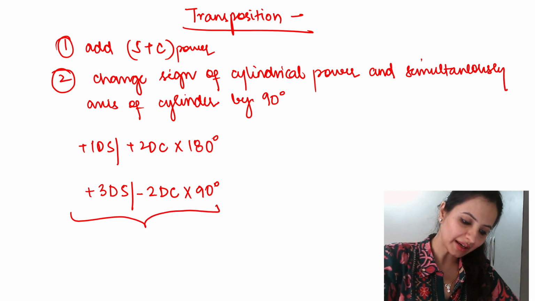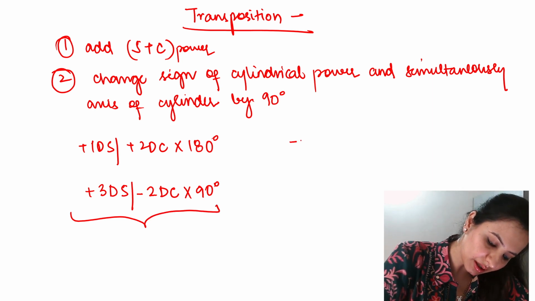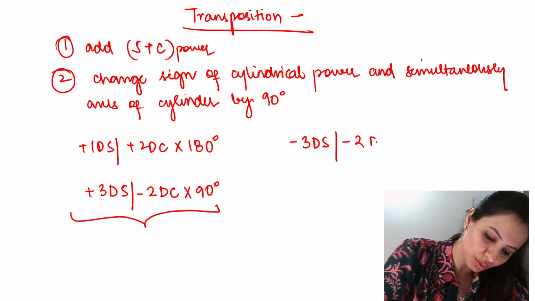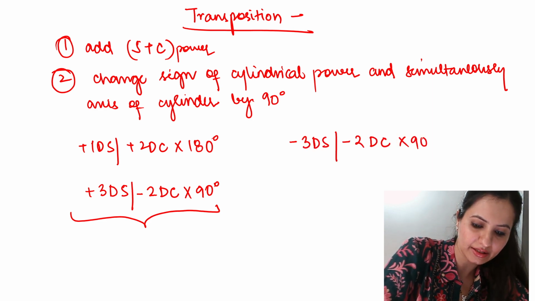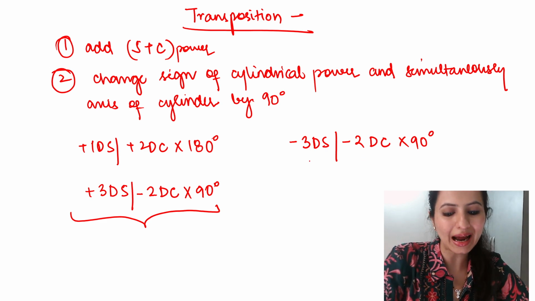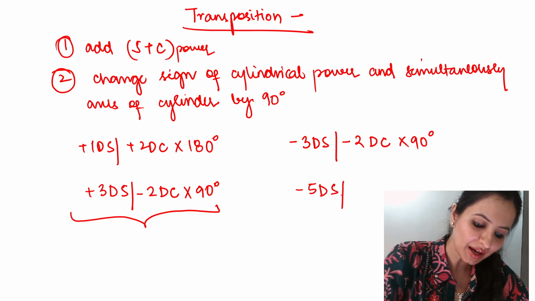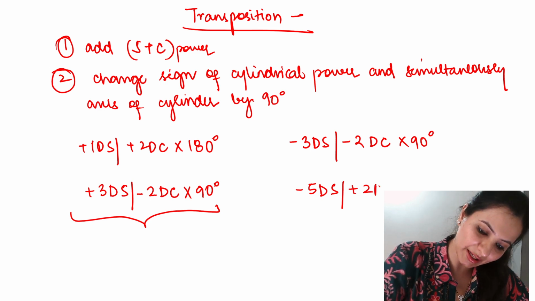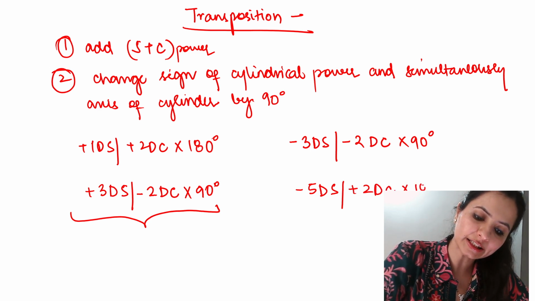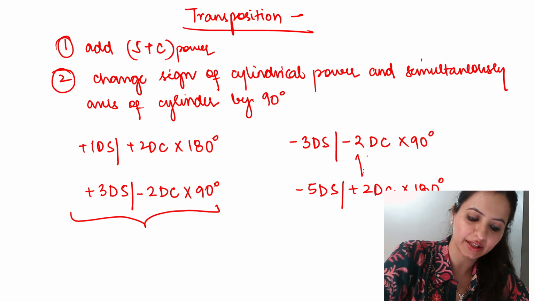Okay. Another example, -3 diopter sphere, -2 diopter cylinder at 90 degree. So you have to add both of these, so it will come out to be -5 diopter sphere. And then you have to change the sign of the cylinder and the axis by 90 degrees.